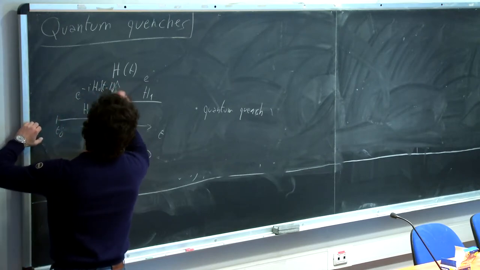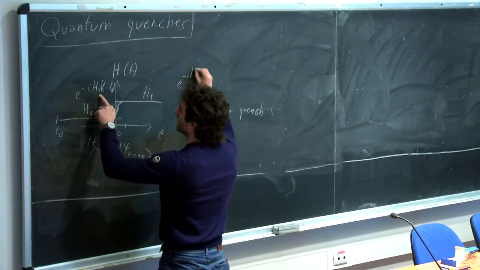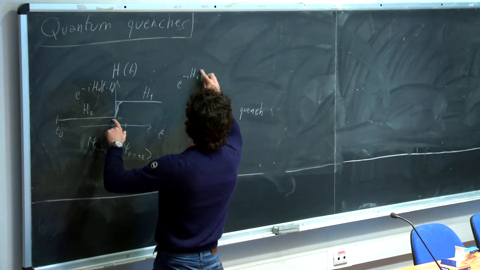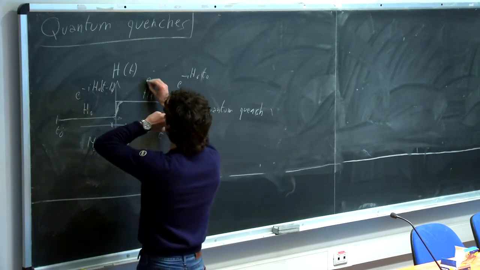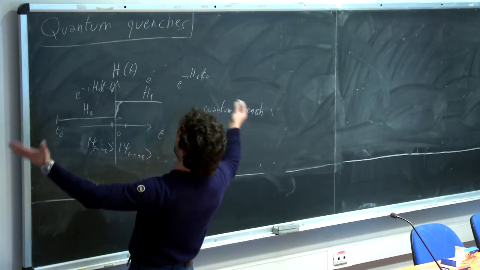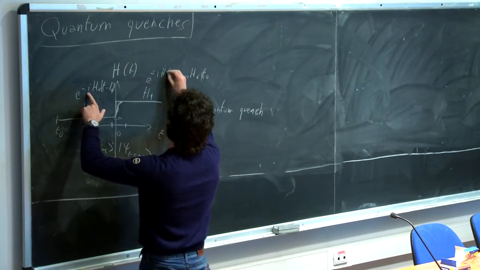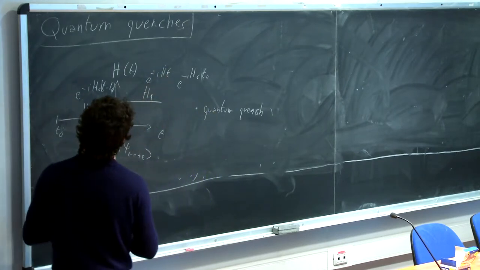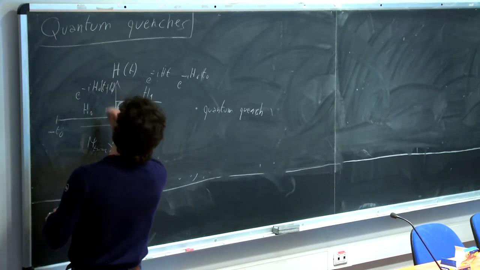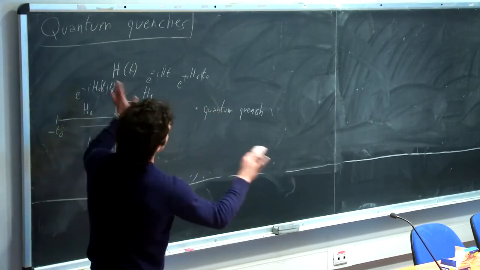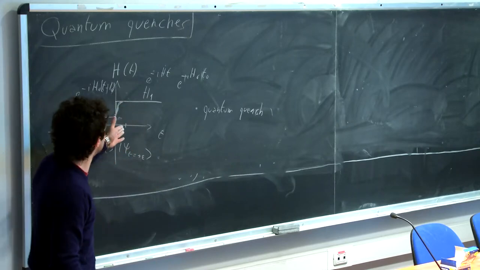t minus t_0. And then here the time evolution operator is e to the minus i H_0 (t minus t_0), e to the minus i H t. Anyway, you can write the time evolution operator and you realize that the state doesn't change.